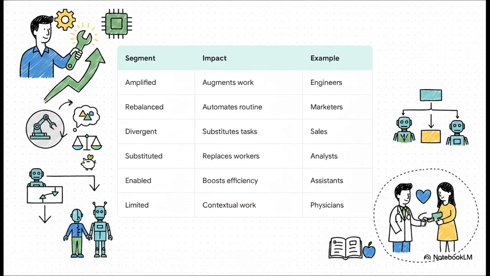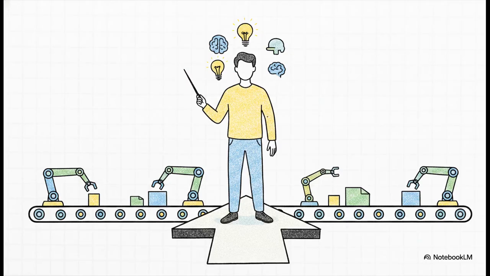Now, yes, there are roles that will be substituted, like some routine financial analysts, where AI replaces the core tasks and caps demand, which does lead to net job loss. But then there are limited exposure roles like physicians and teachers. Those jobs rely heavily on real-world context and human interaction that AI simply cannot replicate. So the crucial takeaway here is this. While BCG estimates that about 10 to 15% of jobs are vulnerable to substitution or elimination over the next few years, the vast majority of roles will persist. However, the nature of those roles is going to change.